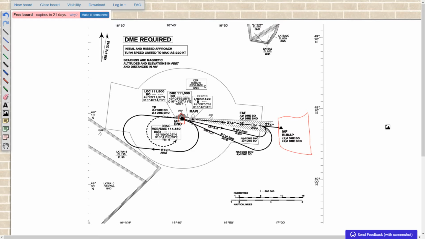So, the instrument approach is divided into three phases: the initial approach segment, the intermediate approach segment, and the final approach segment. There are some limitations, some obstacle clearance altitudes for this.